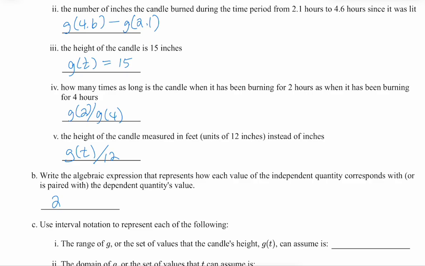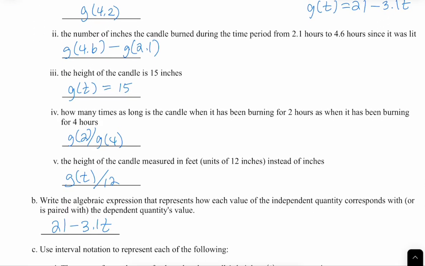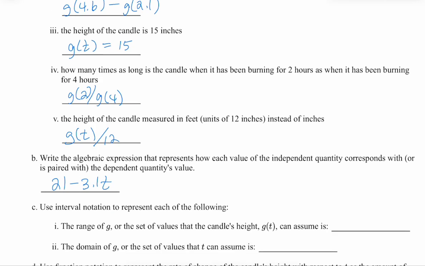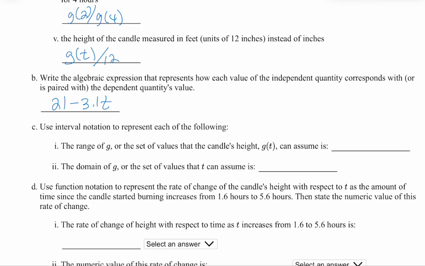So for me, I'm going to write down 21 minus 3.1t. Yours might be 21 minus 3.2t. Yours might be 19 minus 3.1t. I don't know. Please account for the fact that yours and mine are different. Now here I really want to talk about interval notation and how it reflects the domain and range.